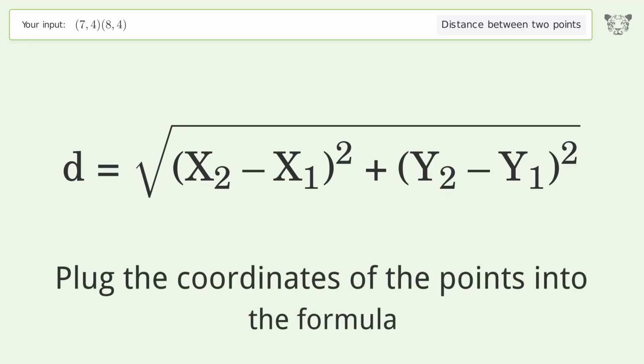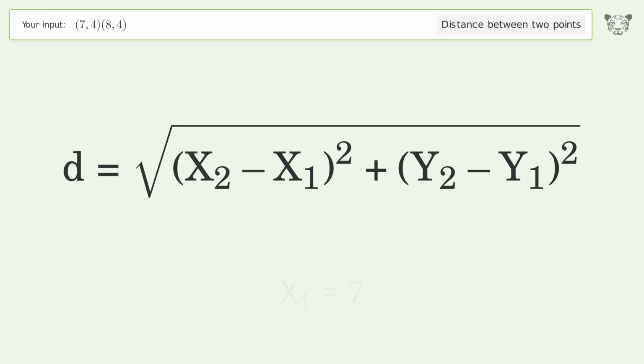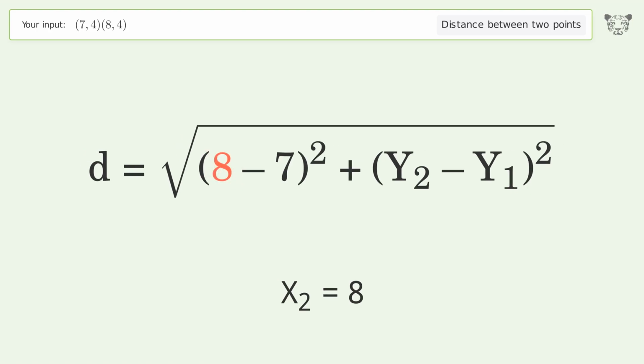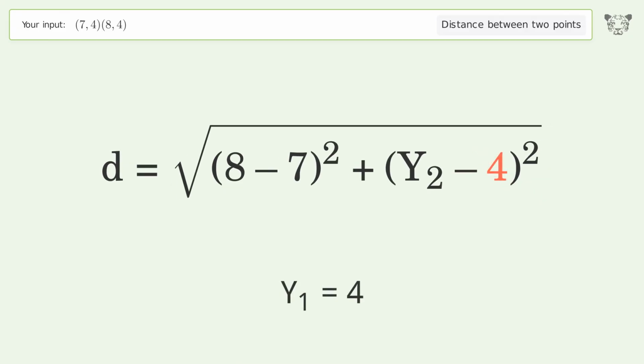Plug the coordinates of the points into the formula. x1 equals 7. x2 equals 8. y1 equals 4. y2 equals 4.